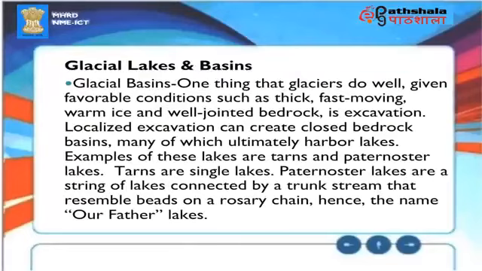Glacial lakes and basins. Glacial basins. One thing that glaciers do well, given favorable conditions such as thick, fast-moving, warm ice and well-jointed bedrock, is excavation. Localized excavation can create closed bedrock basins, many of which ultimately harbor lakes. Examples of these lakes are tarns and paternoster lakes. Tarns are single lakes. Paternoster lakes are a string of lakes connected by a trunk stream that resemble beads on a rosary chain, hence the name Our Father lakes.